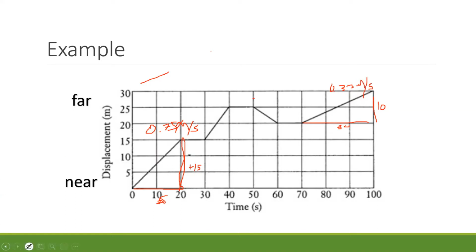But interestingly enough, you can also get the average speed. So the average speed is going to be, well, total time is 100 seconds. Total distance is 30 meters. So average speed is going to be 30 divided by 100, or 0.3 meters per second.